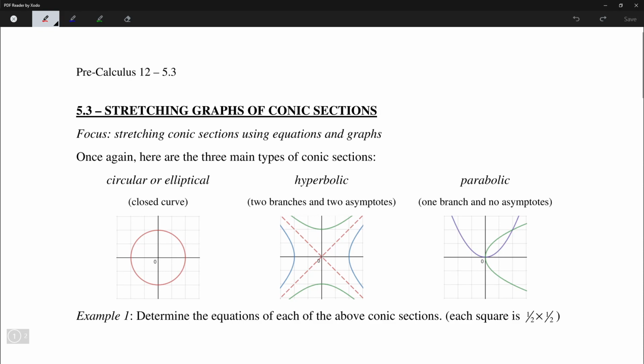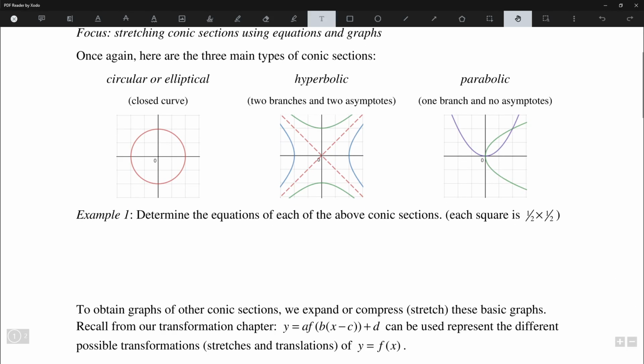Okay, so given that each square is 1/2 by 1/2, we can find the equations for each one of these three graphs. Actually, there are four graphs here. So the first one is simply a circle centered at 0, 0, with radius equal to 1. Right, so the equation would simply be x squared plus y squared equal to 1.